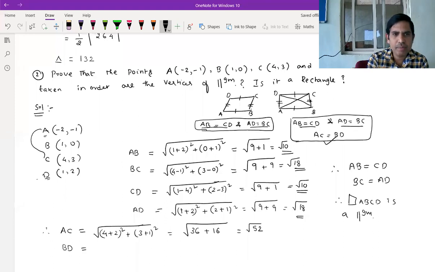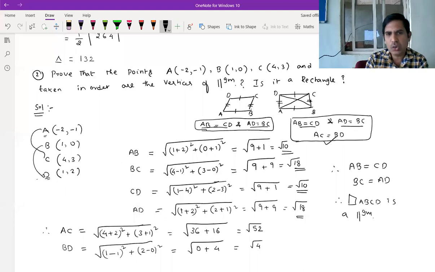Next, another diagonal BD. Distance formula same, between B and D. Distance formula apply. What will we get? 1 minus 1 whole square plus 2 minus 0 whole square. So 1 minus 1 whole square nothing but 0, 2 minus 0 whole square nothing but 4. Therefore, what are you getting? Root 4.